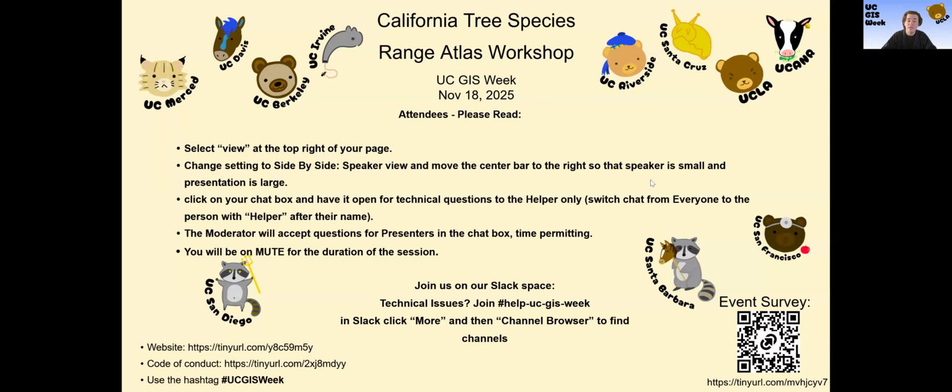If you were here this morning, you will see a familiar face in Clancy McConnell. And Clancy and his team are going to do a workshop session for us on the California Tree Species Range Atlas. I'm really excited for this. We got a sneak peek of it this morning in the presentation. And Clancy, take it away.